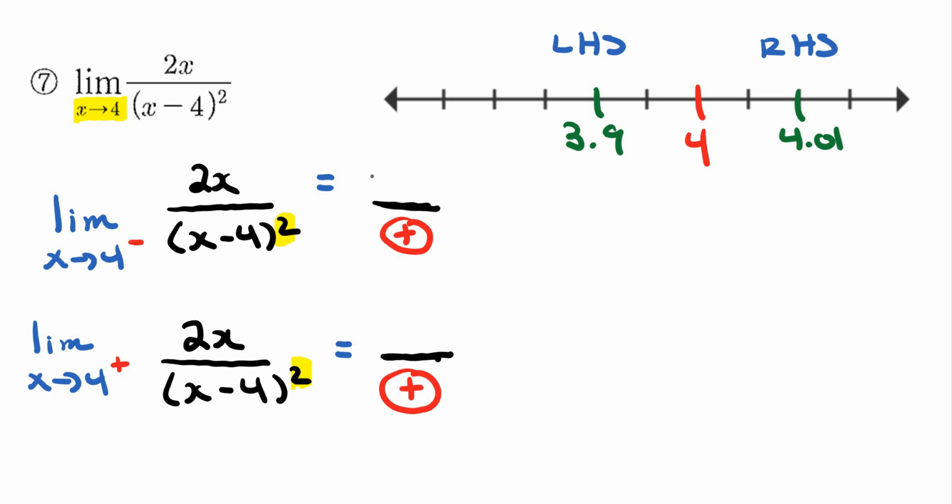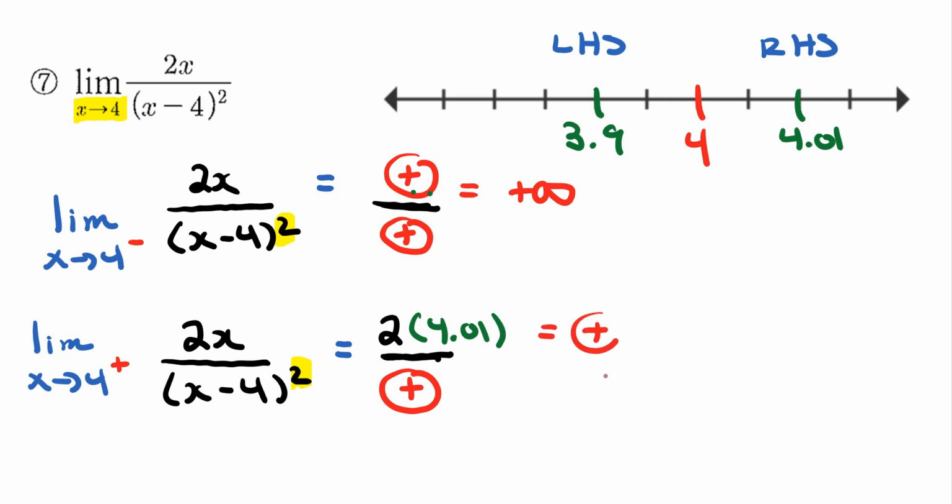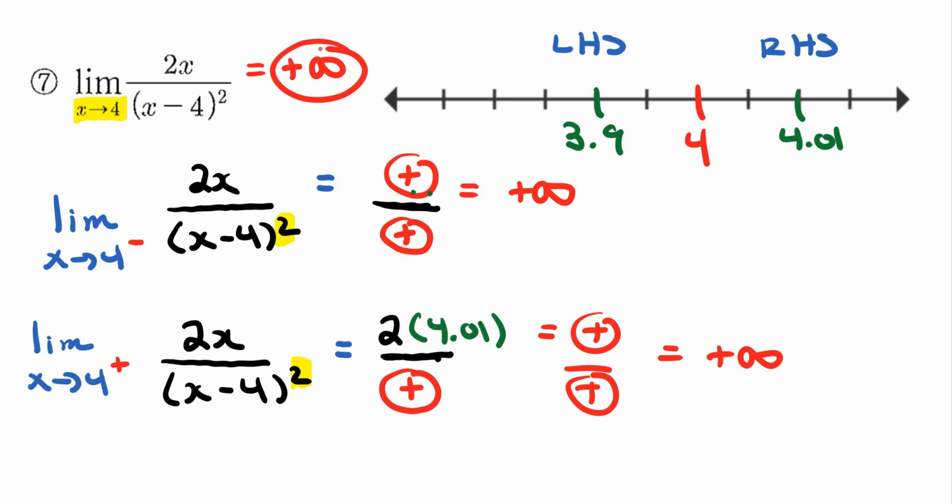So this will be 2 times 3.9, and 2 times 3.9 is going to be positive, so positive over positive is going to be positive infinity over here. And if I calculate over here 2 times 4.01, that's also going to be positive, right? So positive over positive is going to give me positive infinity here. So for question number 7, I get a positive infinity as a final answer because the left-hand, right-hand limits are approaching positive infinity.